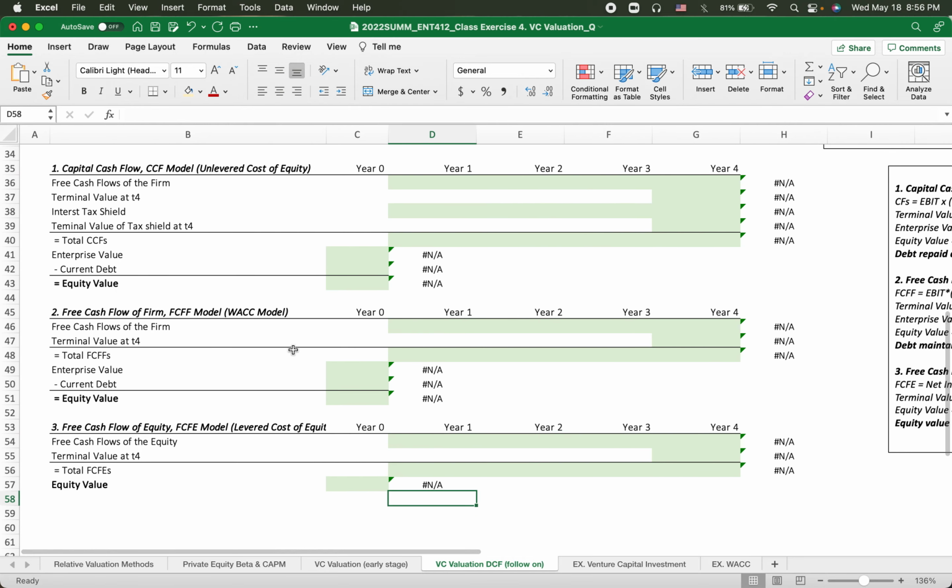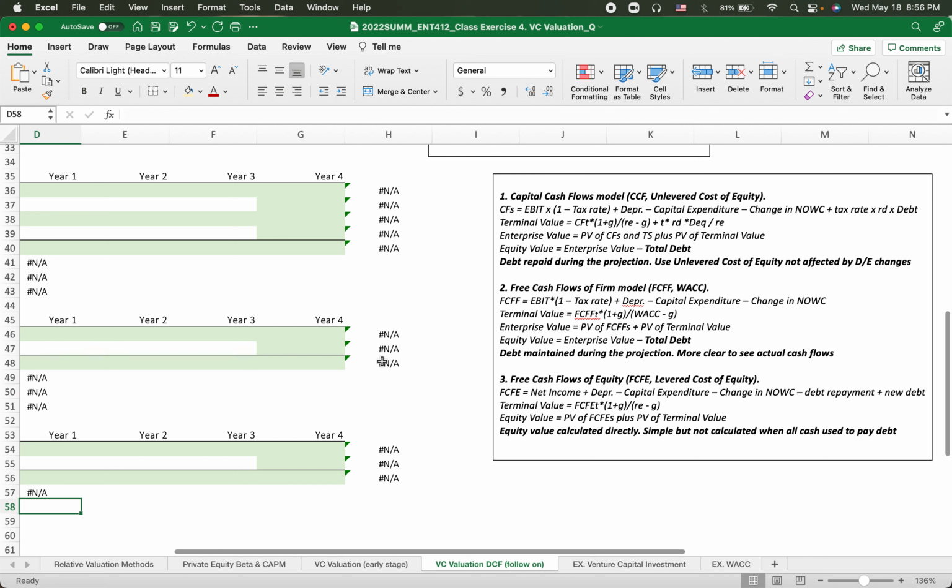But in the free cash flow model, we assume that we're measuring the enterprise value, considering all the capital investors, debt investors or equity investors. So first we calculate the cash flow of the firm and subtract the total debt, and we get the equity value. We assume the capital cash flow model where the debt is repaid during the projection. That's why we use the unlevered cost of equity, which is not affected by the debt structure, the capital structure.